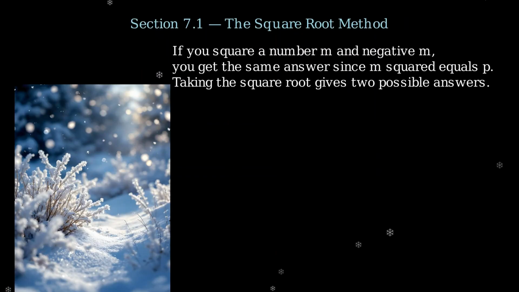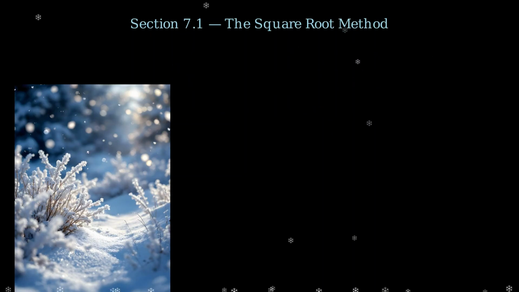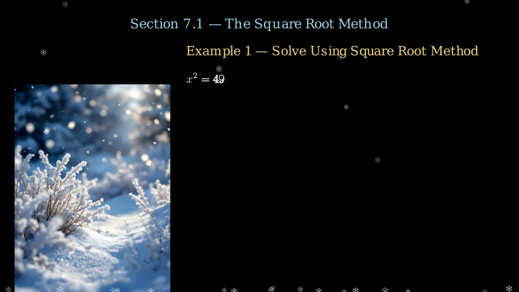Next, let's explore the square root method. If you square a positive or negative number, you get the exact same answer. Therefore, if we take the square root of a number p, there are always 2 possible answers. In other words, if m squared equals p, then m must equal plus or minus the square root of p. Let's look at an example.